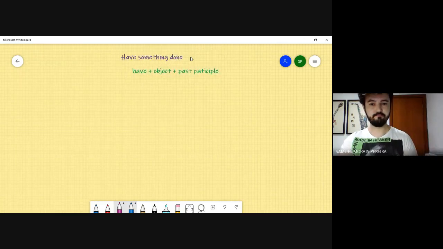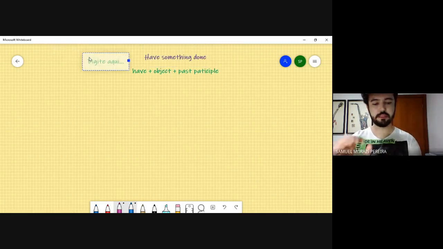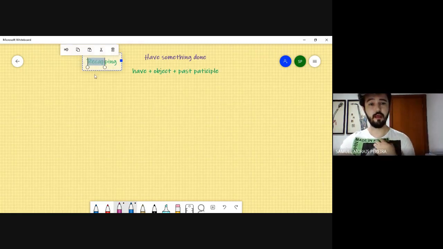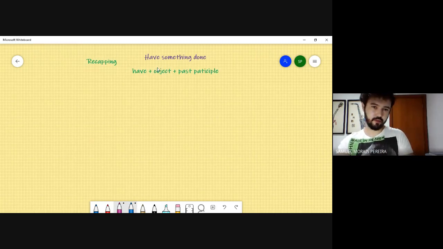So this is just the beginning of today's lesson, and I am making a recap, okay? I am recapping. Do you understand this word here, recapping? Recapping significa recapitulando, okay? The verb we use in English is recap. This is the verb recapitular, okay? And so just recapping, we were studying this structure.